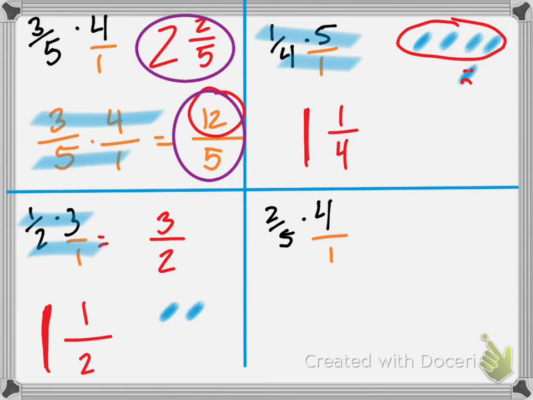Again, I could do the dot method. 1, 2, 3. I want to group them in 2s. I only have one group of 2s and 1 sad leftover dot.